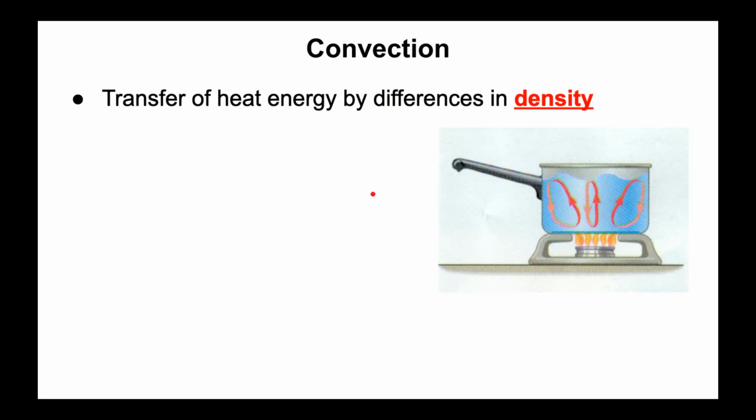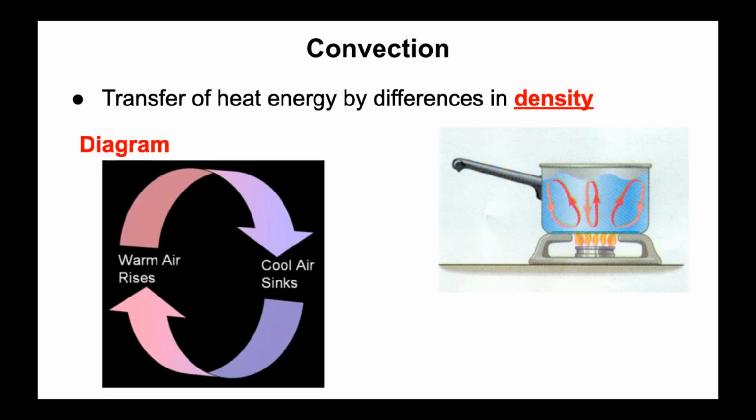The next one is convection. Convection is the transfer of heat energy by differences in density. Warm material and cold material have different densities. If we look at this diagram on the right, a pot of water being boiled on a stove, the water that's close to the bottom where the flame is is going to get hot. So that's going to have a lower density and it's going to rise up. But then it's farther away from the heat, so it's going to cool down and sink back down. Then it gets closer to the flame and heats back up, and it'll rise up, and that cycle will continue. So that cycling is convection.